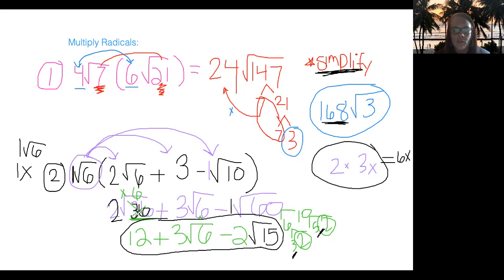So on the first term over here, again, it's easier if you can recognize the perfect squares, and 36 is a perfect square. So you don't have to do all that breakdown stuff. The square root of 36 is 6. So you can just cancel this, get rid of this 36. It's a 6. When you cancel it, you have to multiply it by what's on the outside. So now we have a 12. 3 square root of 6 can't get simplified anymore. So I'm going to bring that down.